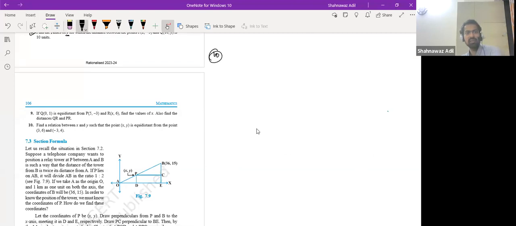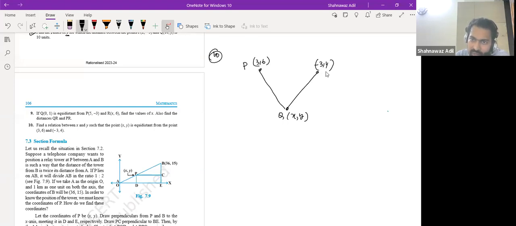Find a relation between x and y such that the point (x, y) is equidistant from the points (3, 6) and (-3, 4). So let's say this is Q, which is (x, y), and this is P and R. Again, what is the meaning of Q equidistant from P and R? PQ will be equal to QR. Yes. So PQ equal to RQ, right?